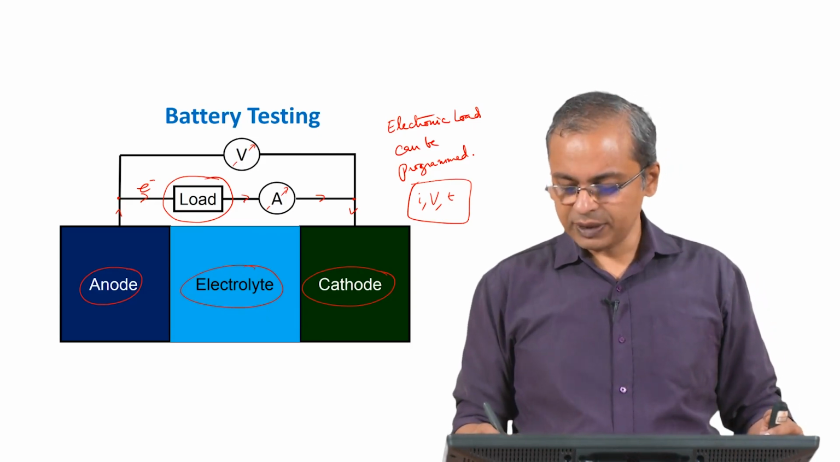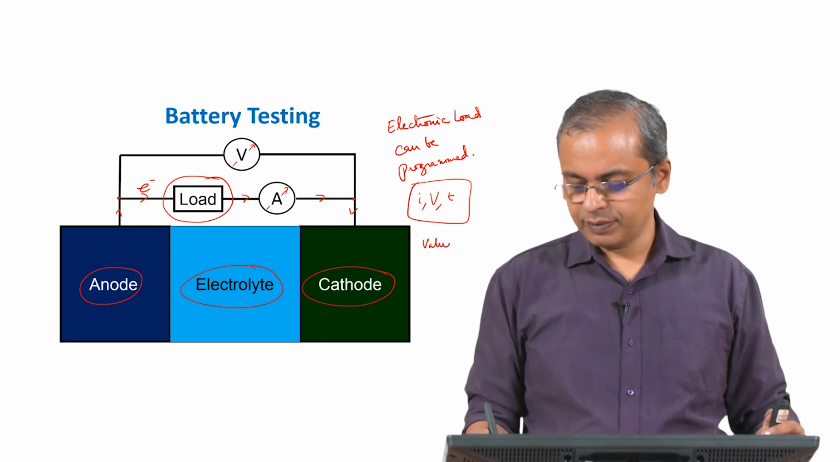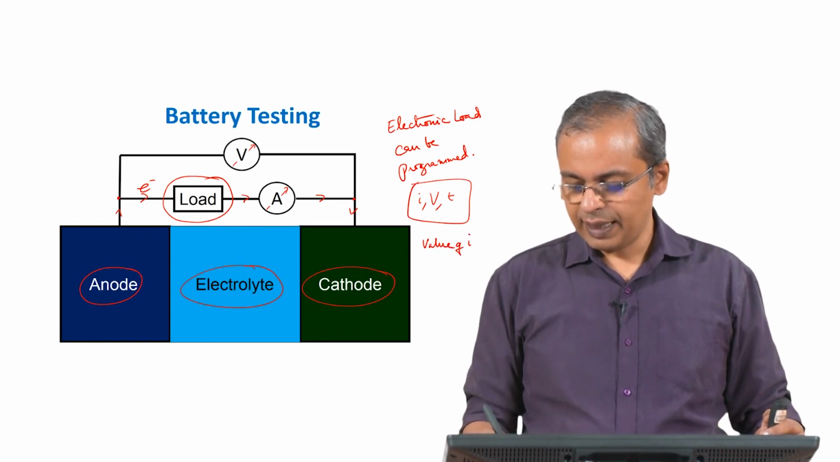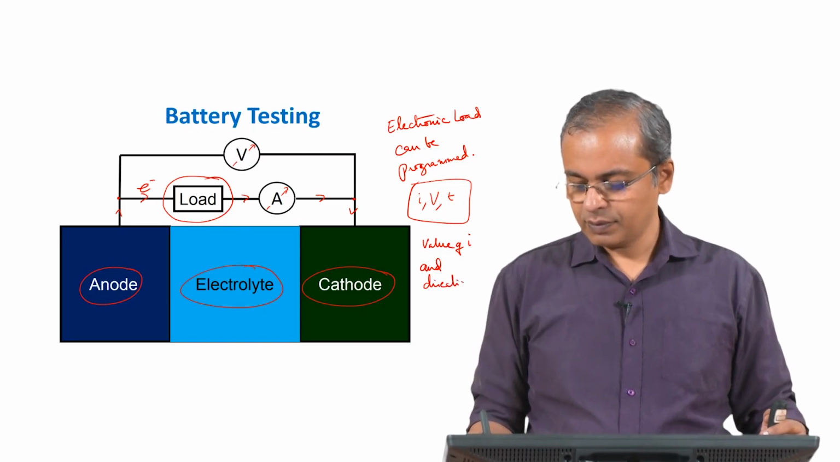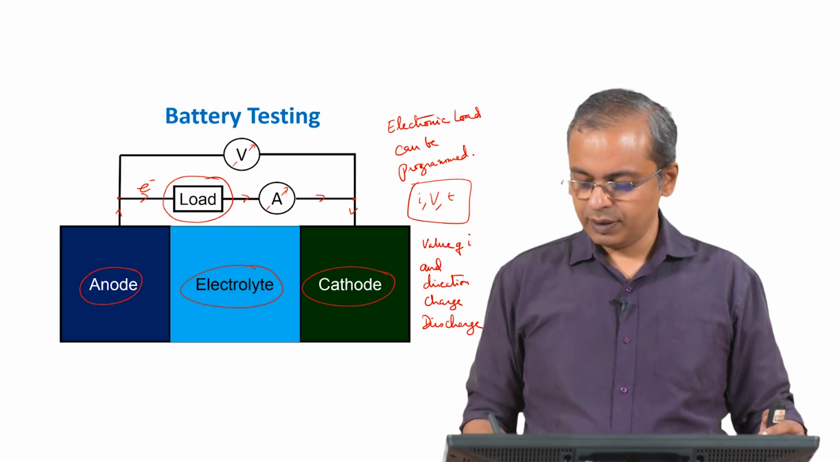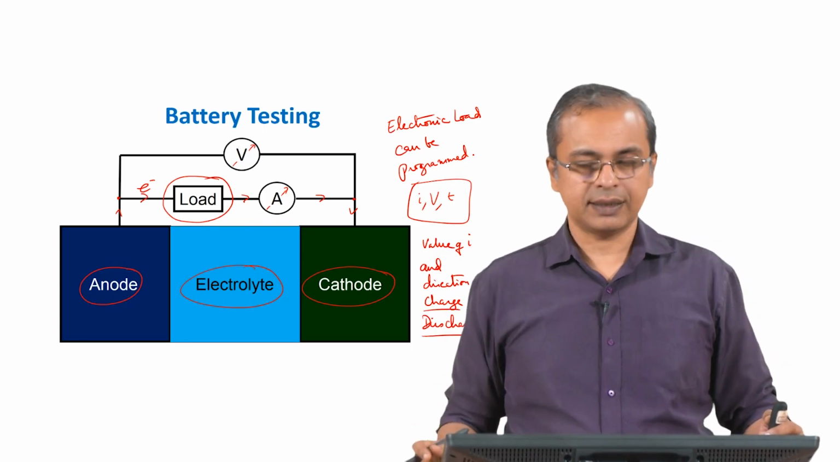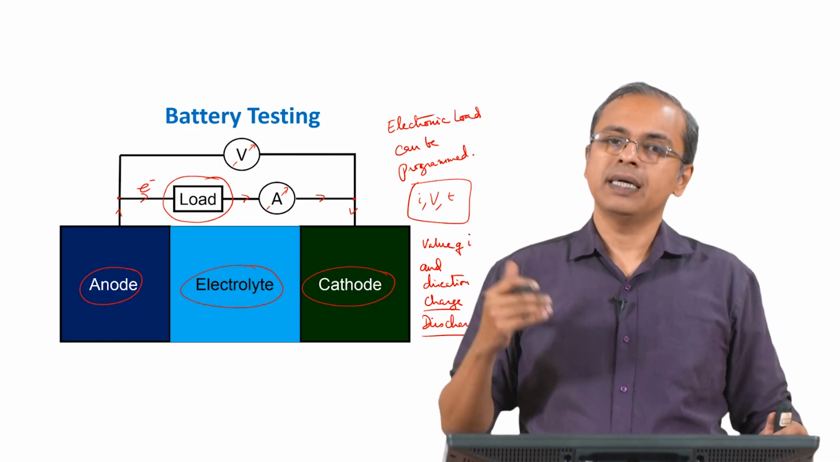So you will say how much current, the value of I, and its direction. So that will determine whether you are doing a charge or a discharge. Okay, charge or discharge. So this is how the testing is done. You connect the battery to the station, you program all this information in and you let it run.